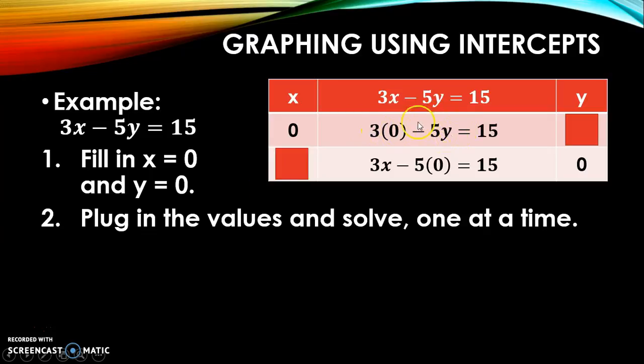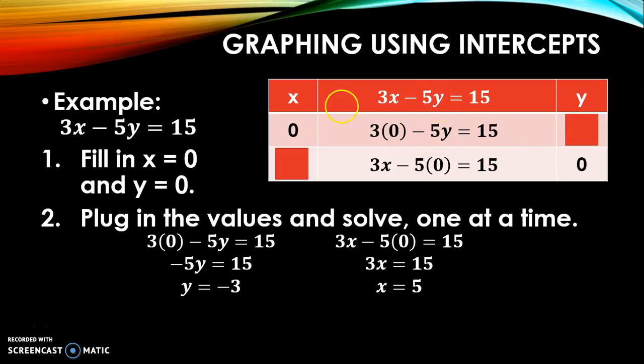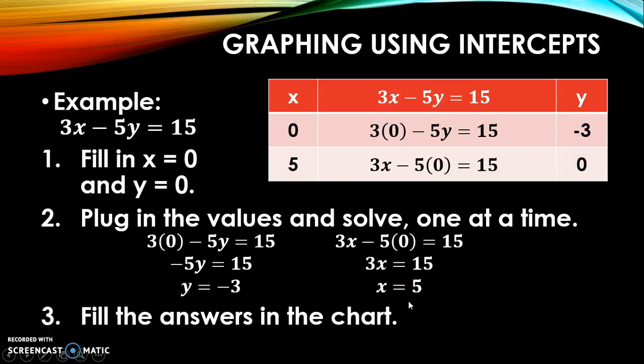We'll look at this one. If we do 3 times an x of 0, we'll get 0. So then we will take negative 5y equals 15, divide by negative 5, and we should get y equals negative 3. The same thing works with the y value. If we plug in our y value of 0 and solve for x, we will get x equals 5. Now we just fill them in on the chart.